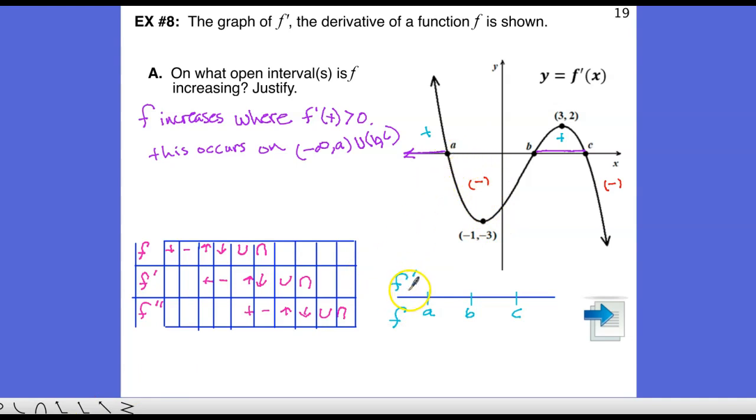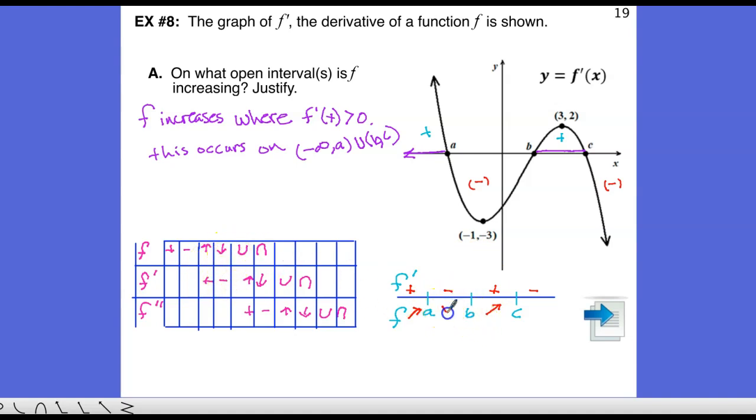We've already dealt with that in part A, so we still have our graph labeled. To the left of a, f prime is positive. And between b and c, it's also positive. Between a and b, f prime is negative. It's below the x-axis. And to the right of c, it's also negative. Now, what does that mean for f? Well, when f prime is positive, that means that f is increasing. So I'm going to come down here next to f and put increasing. And where f prime is negative, that corresponds to decreasing.